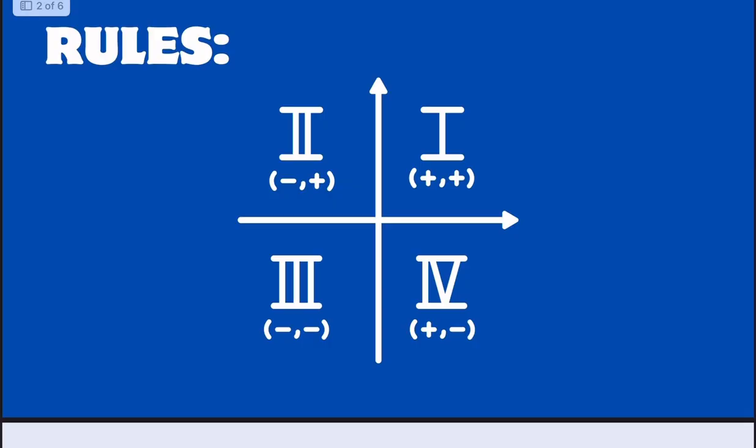So let's recap some important rules that we're going to be working with today. Remember that we have 4 quadrants, which is 4 parts of our graphs. In quadrant 1, we have both a positive x and a positive y. In quadrant 2, we will have a negative x and a positive y. In quadrant 3, we will have both a negative x and a negative y. And in quadrant 4, we will have a positive x and a negative y.